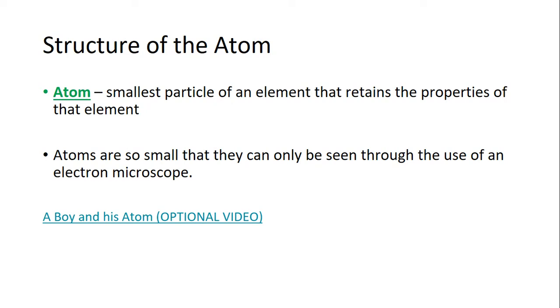Hi, everybody. Welcome to part two of the introductory unit where we're going to look at the very basic structure of the atom. We will do a more detailed examination later on in a different module.